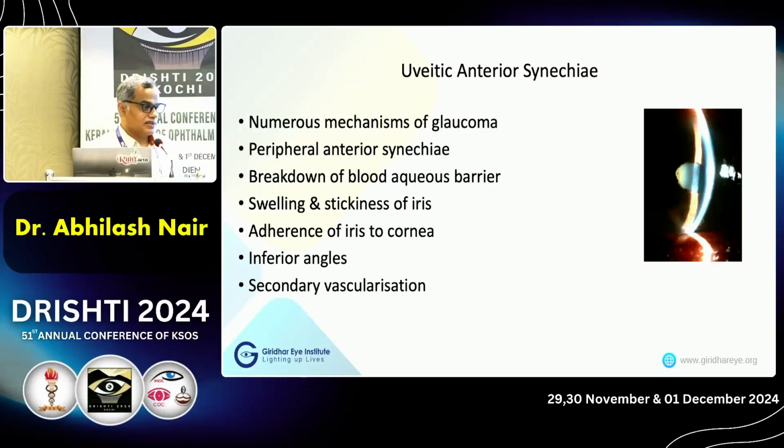It occurs because of breakdown in the blood aqueous barrier, which causes inflammatory mediators, fibrin, and other mediators to accumulate in the iris, which causes swelling and stickiness of the iris. And when that happens, the iris tends to stick to whatever is close to it. Most commonly, the anterior lens capsule, but also the peripheral cornea. So this mostly occurs in the inferior angles because the mediators gravitate inferiorly and the aqueous is most plasmoid at that point. This can also cause secondary vascularization.